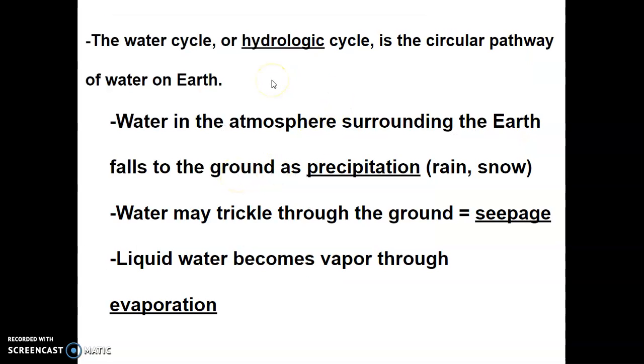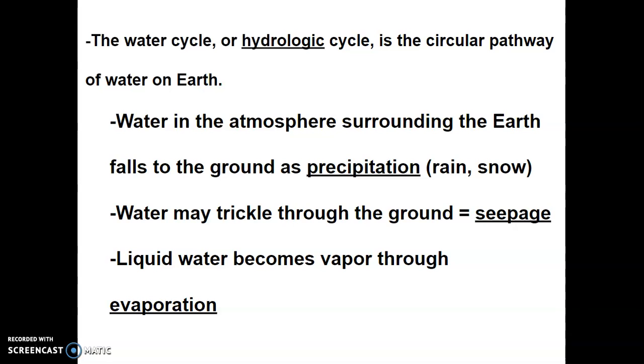So we got the hydrologic cycle. It's a circular pathway of water. Water in the atmosphere, so the surrounding layers around Earth in the air, it falls to the ground, right? As it's up there, it's water vapor. It's a gas. It's what the sky is made out of. It's what clouds have in them, right? It's water vapor, but it falls to the ground, and when it does that, it's known as precipitation.